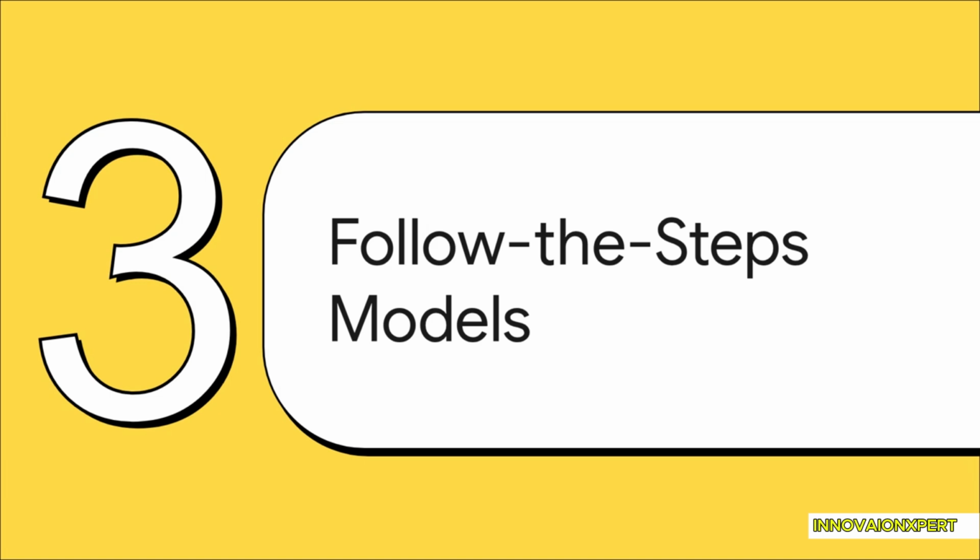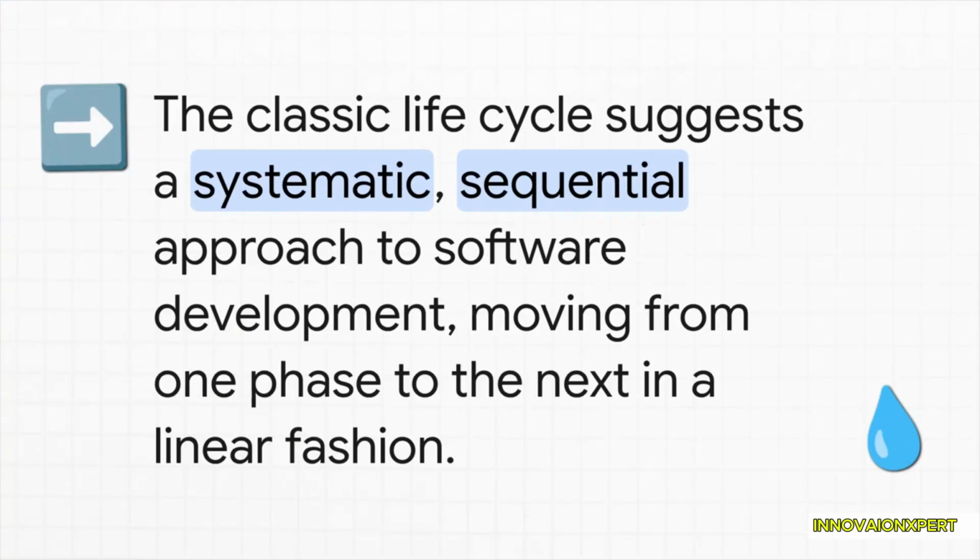So how did people first try to put these blueprints into practice? Well, let's look at the first big attempt to create a kind of universal model. These were called prescriptive models. And yeah, their whole goal was to bring order to that chaos we were talking about. And the granddaddy of them all is the waterfall model.